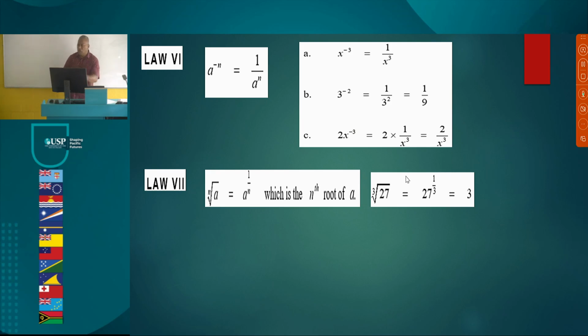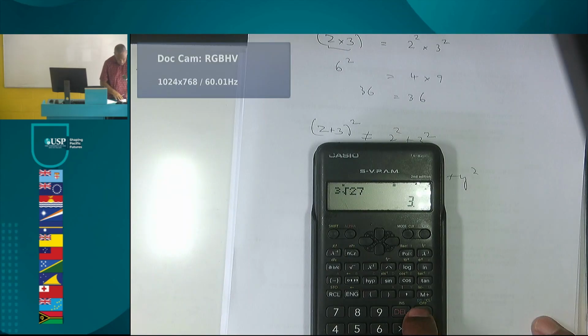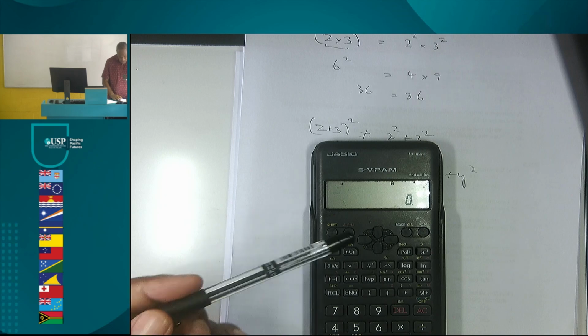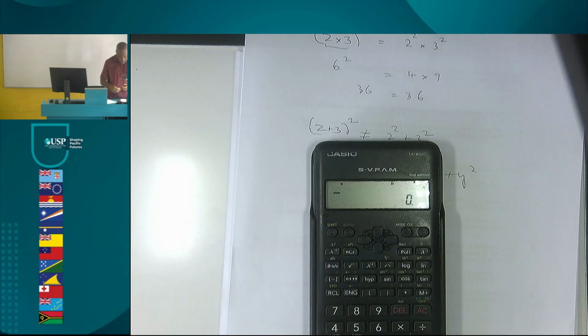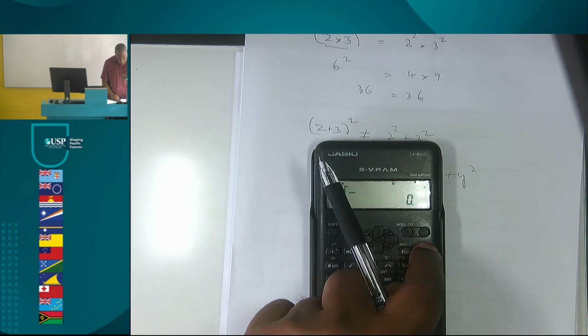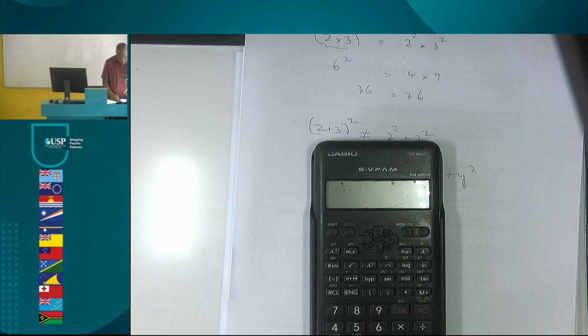Cube root of 27. Your calculator has a function, cube root. It's this function. In order for you to activate that, you have to press Shift, three.